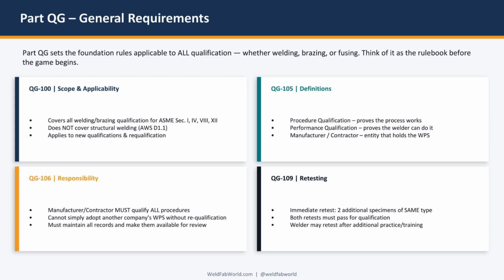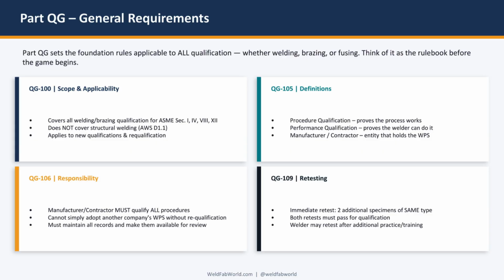QG-105, Definitions. ASME is very precise with words. Procedure qualification proves the process works. Performance qualification proves the person can do it. The manufacturer or contractor is the entity legally responsible for the WPS and all qualification records.